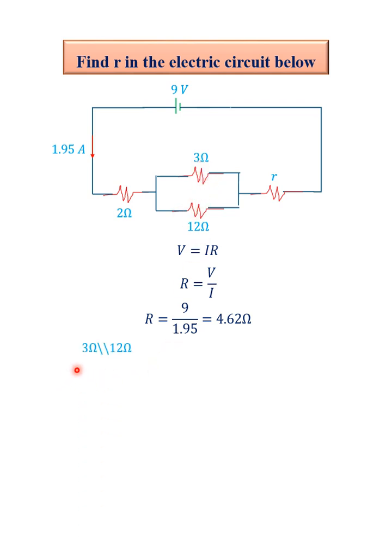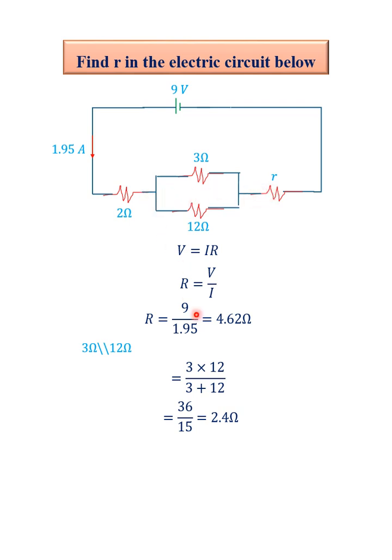So let's do 3 ohms parallel to 12 ohms. If you have two parallel resistors, the total resistance is equal to the product of the two resistances divided by the sum of the resistances. So 3 times 12 gives 36, divided by 3 plus 12 gives 15, and that gives us 2.4 ohms. In other words, we can replace this parallel combination with 2.4 ohms so that we now have 2 ohms, 2.4 ohms, and R in series. And recall, for series resistance, you can do the algebraic sum.